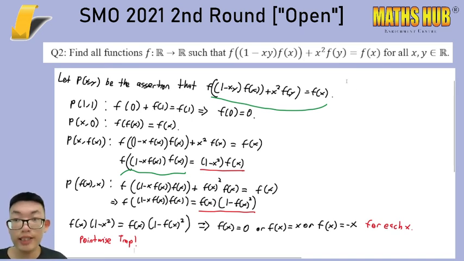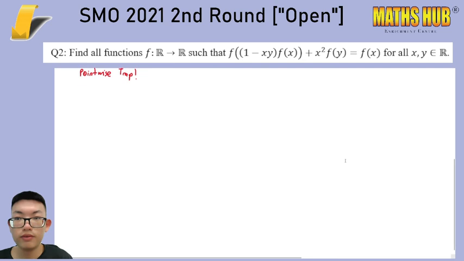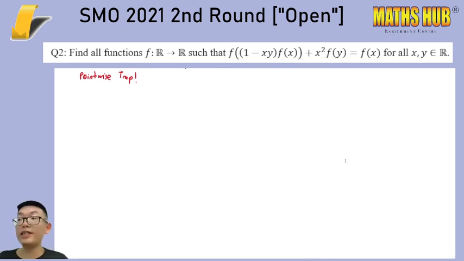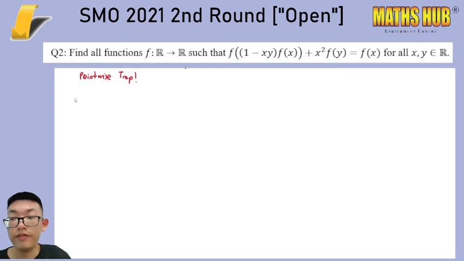Now with that understanding, let us try to deal with this pointwise trap. It's not a very difficult thing, but we have to be very careful in what we do. Now, first of all, if we can get a 0 somewhere, it more or less will kill everything off. Remember that I'm still going to use P(x, y) as the assertion.